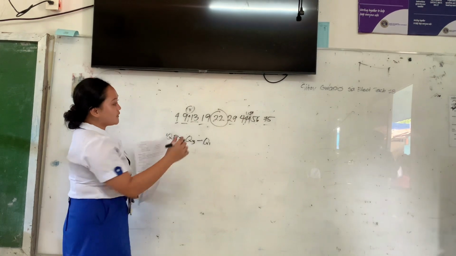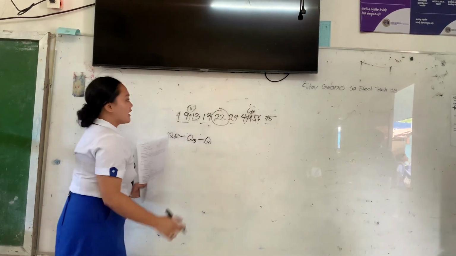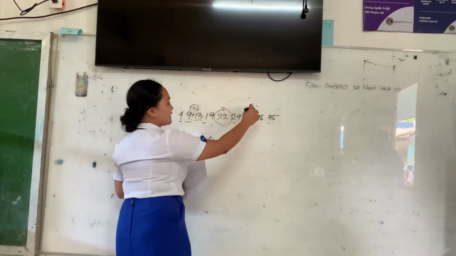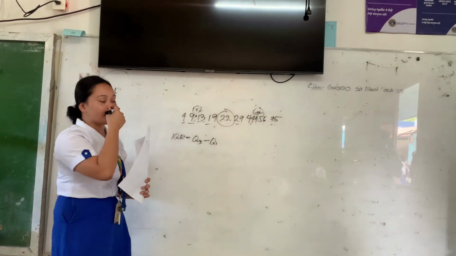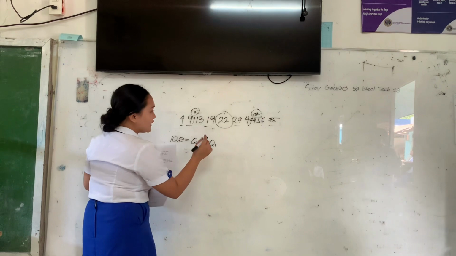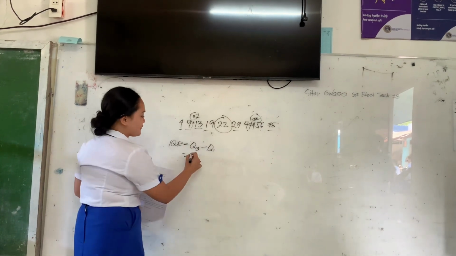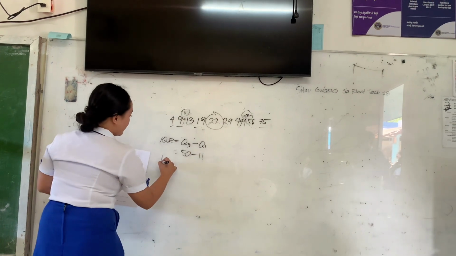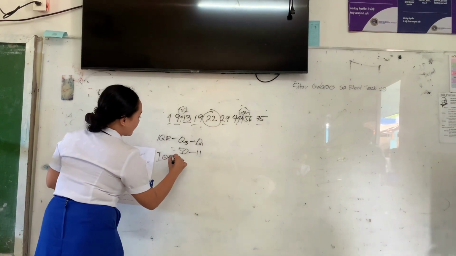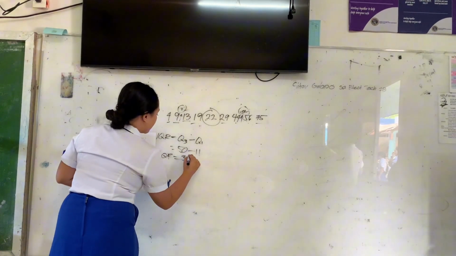Now we know that our quartile 1 is 11 and our quartile 3 is 50. We can answer the interquartile range. Quartile 3 is 50 minus 11. Then our answer for the interquartile range is 39.